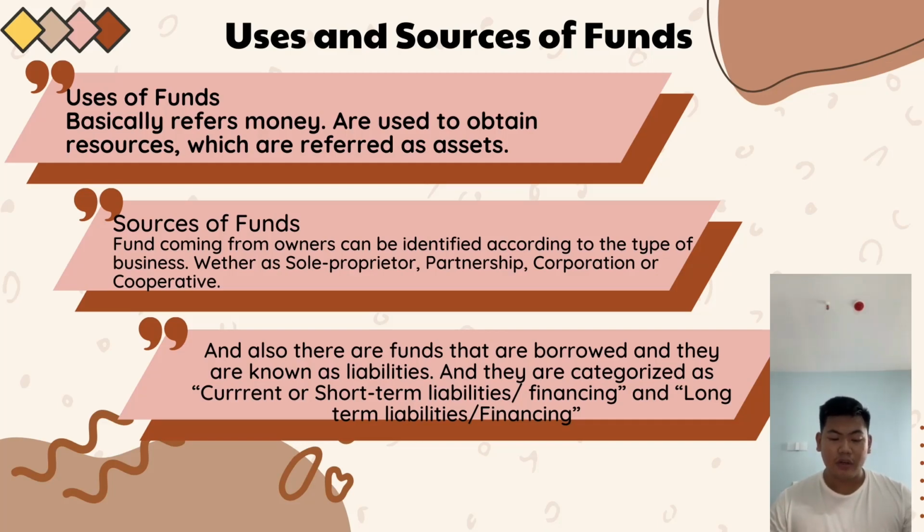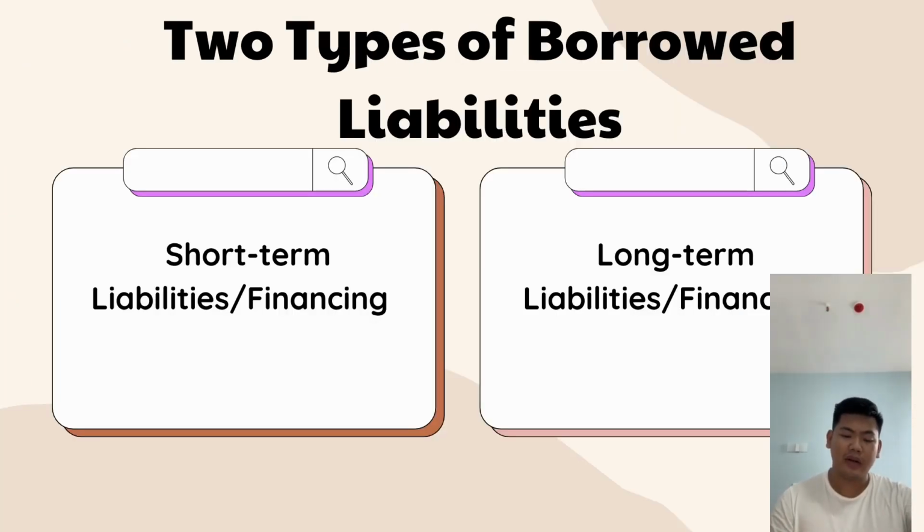And also there are funds that are borrowed, and they are known as liabilities. They are categorized as current or short-term liability financing and long-term liabilities financing, which I will be discussing in the next slide. So, two types of borrowed liabilities: short-term liabilities or financing. The short-term financing is 1 year or less.